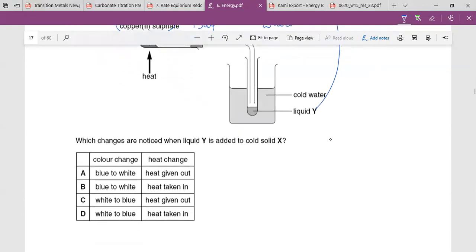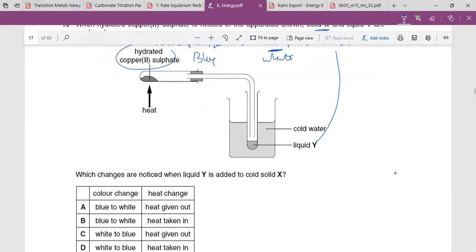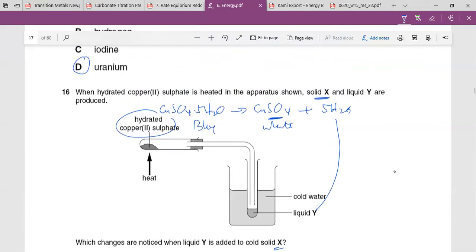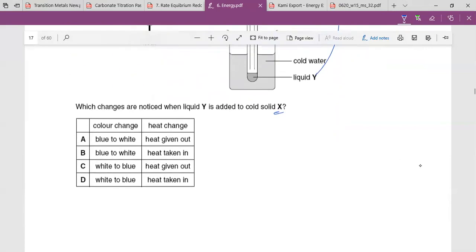So, what do you notice when liquid Y is added to cold solid X? Of course, it turns from white back to blue, is it? Remember, it's a reversible process. Right, now white back to blue, white to blue, and heat is given out, exothermic.